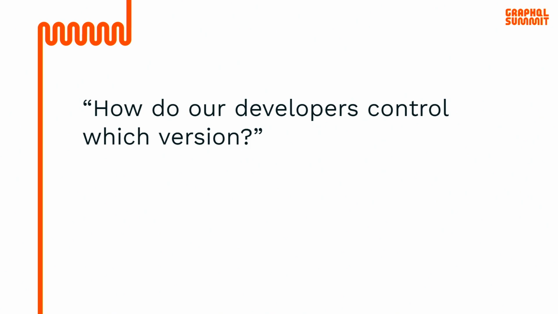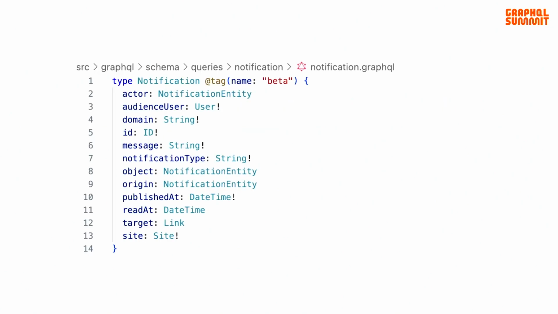And how do our developers control which version to use? In Node.js, we follow a schema-first development. It's pretty simple. We just add the Apollo Federation tag directive, and then in each field or type that we want to make available in the beta or in the stable version, we tag them with the tag field. And again, if there's no tag, it's private by default.